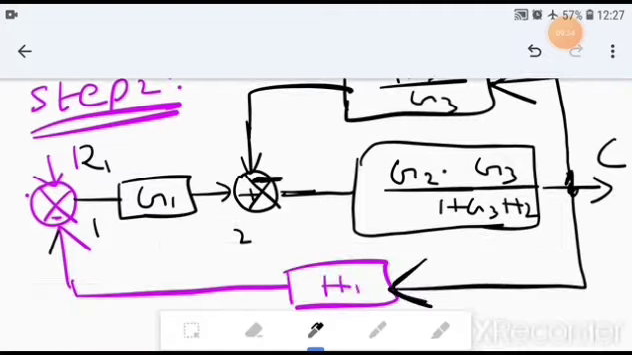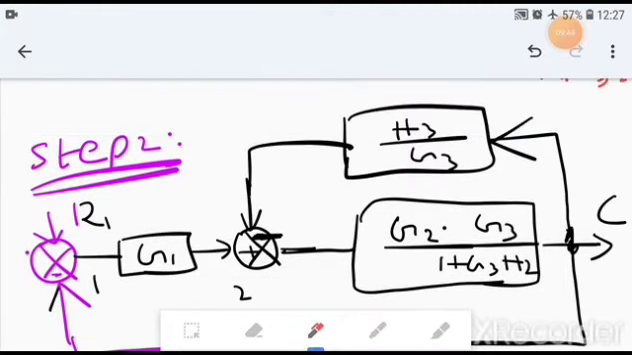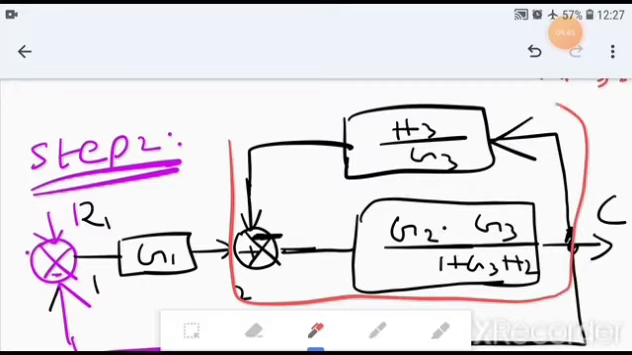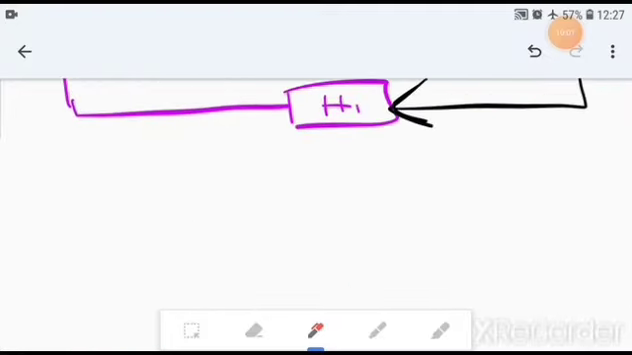So we will combine these two blocks into a single block, using the rule number 10. In this, this is G, this is our H. So what we get is G by 1 plus GH. G is G2 G3 by 1 plus G3 H2, H is H3 by G3. We will combine in the summing point 2. And I'll draw that in the next step 3.